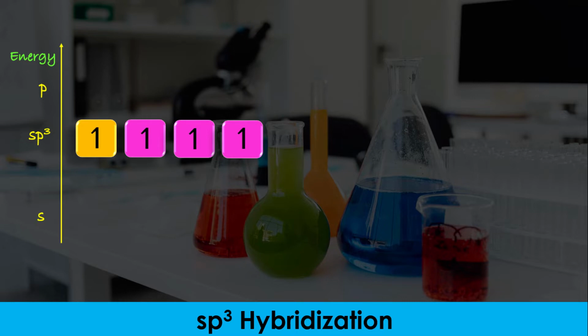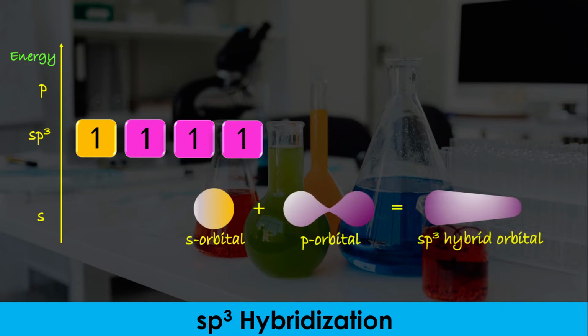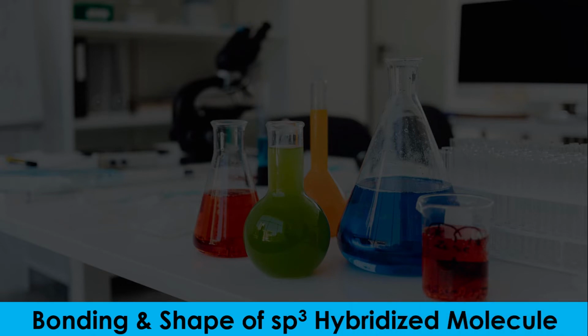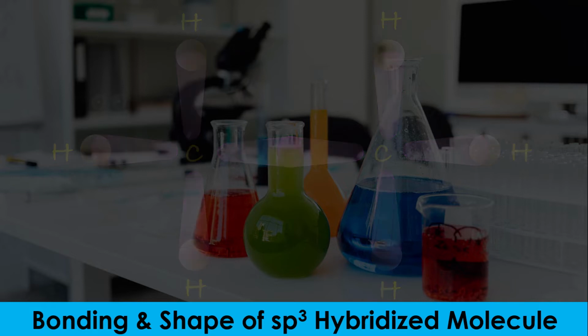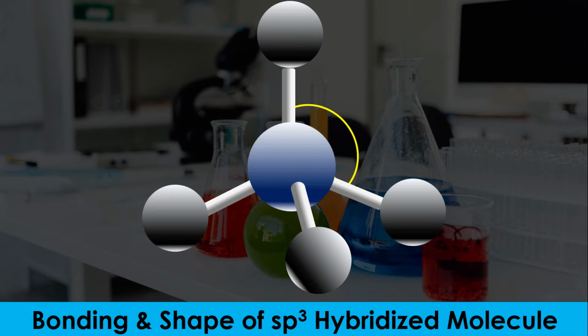The shape of an sp3 hybridized orbital is a blend of the spherical s orbital and the dumbbell p orbital. During bonding, an sp3 hybrid orbital can bond with another s and p hybrid orbital or s orbital to form a sigma bond. When this happens, the bonding pair electrons in all the 4 bonds of the molecule will repel themselves to the 4 corners of a tetrahedron. So what do you think will be the shape and bond angle of that molecule? Yes, you're right. The molecule will have a tetrahedral shape with a bond angle of 109.4 degrees.